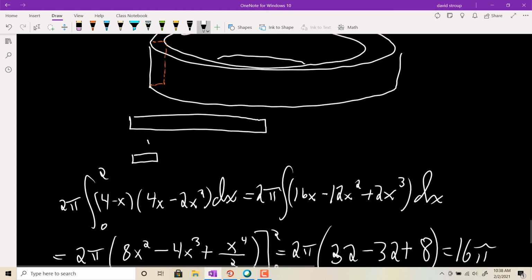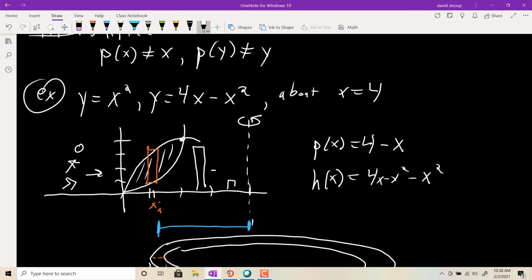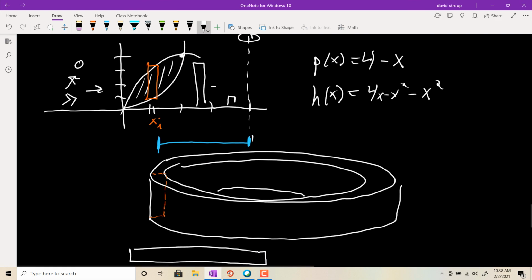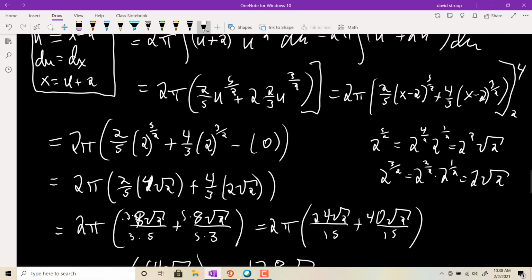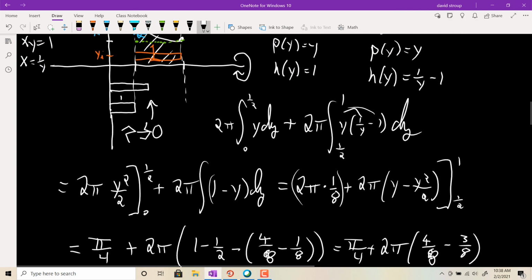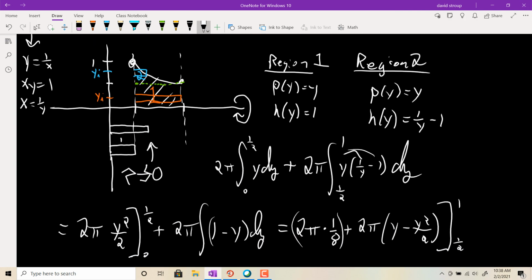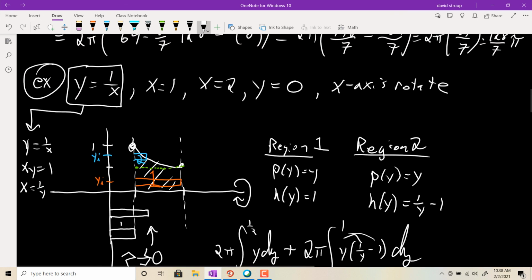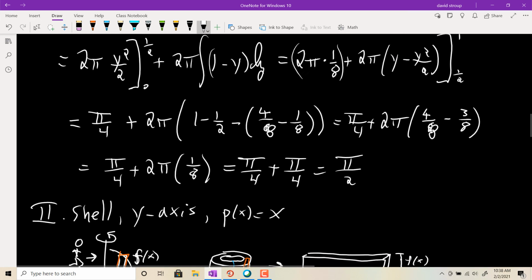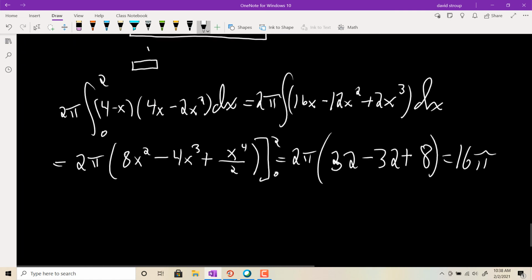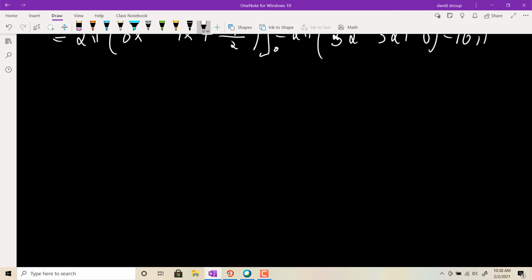Okay, great. Why do we have the shell method at all? It seems like you just always do the disk method, right? So the problem is this issue with where you're ending up with two regions. So let's go back and investigate a problem similar to this and do a compare and contrast: disk versus shell.